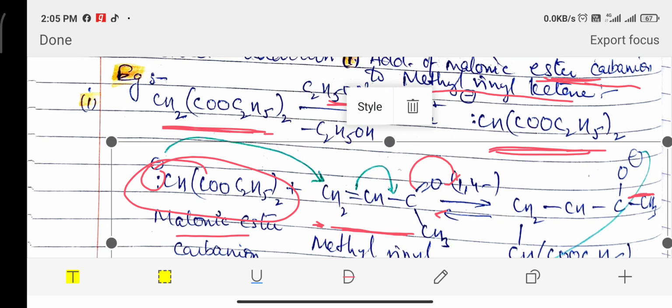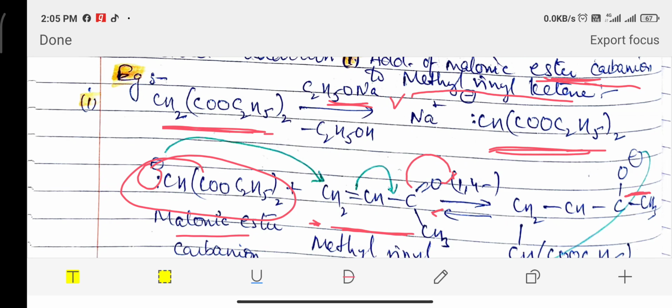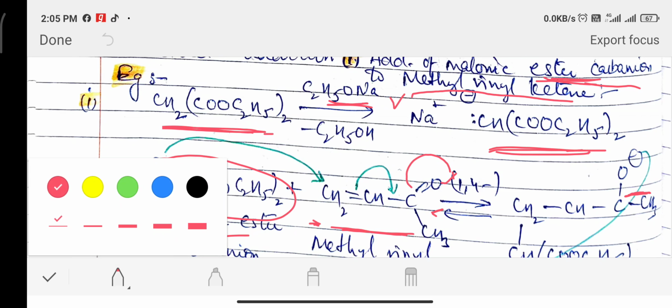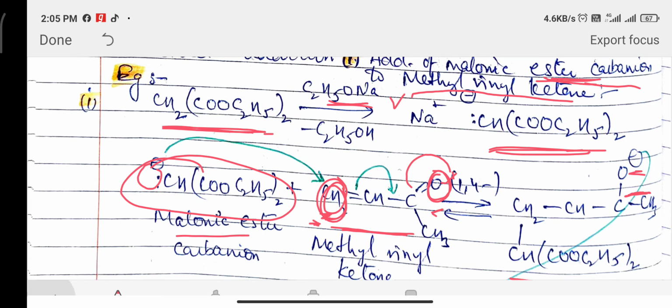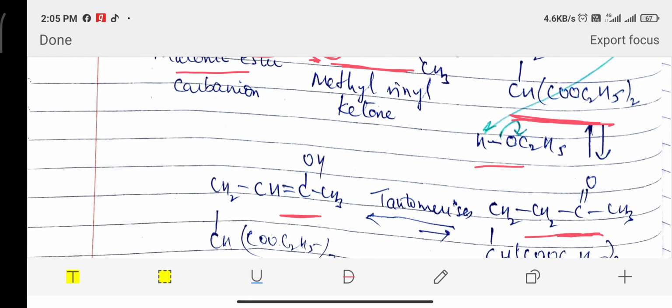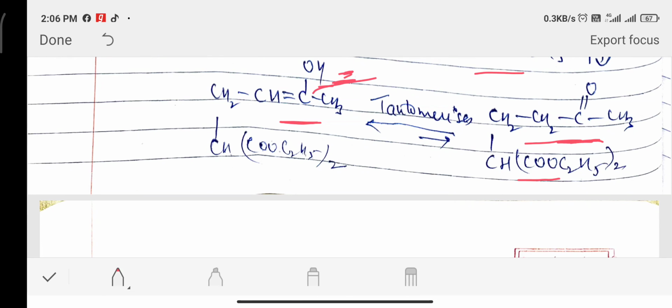This whole group is attached to this fourth atom, and this is the first atom, and this is the fourth atom. So this whole group gets attached to the fourth, and to the oxygen hydrogen is attached in this way, and then it tautomerizes to the keto form. So in this, 1,4 addition takes place.